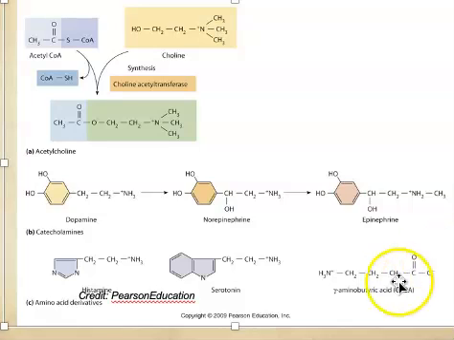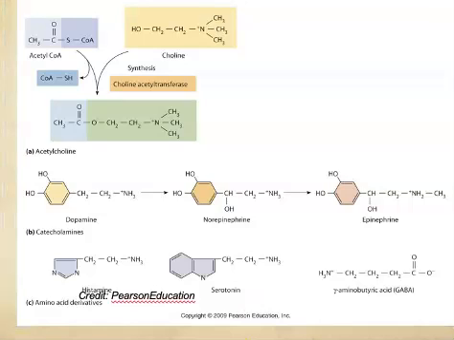And finally, down at the bottom here, they're just showing us a couple of the amino acid derivatives. Again, things like serotonin, histamine. These are important neurotransmitters as well.